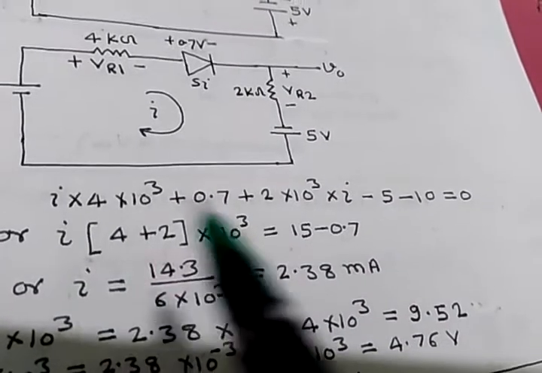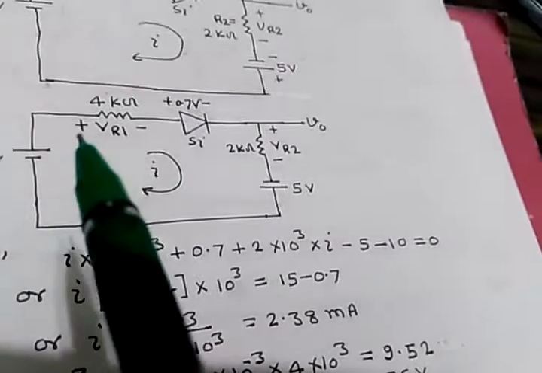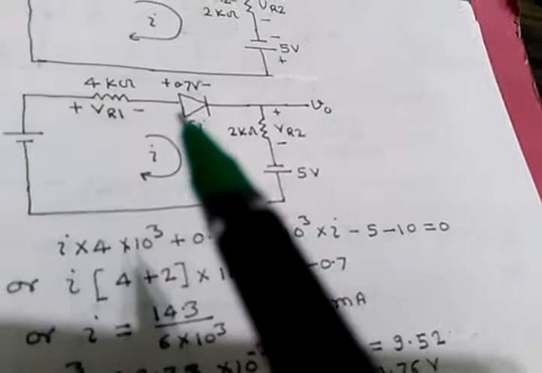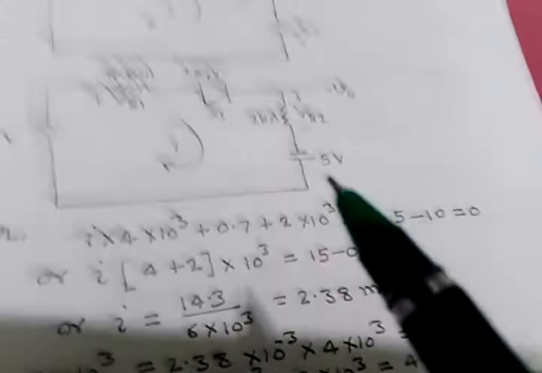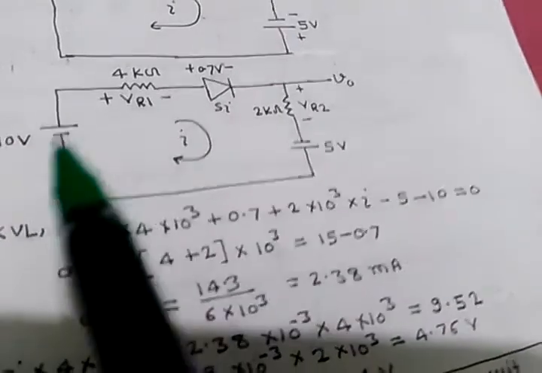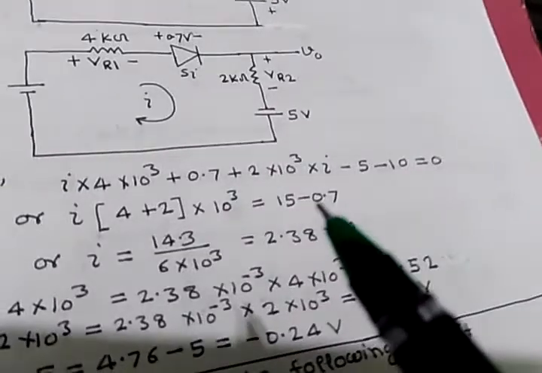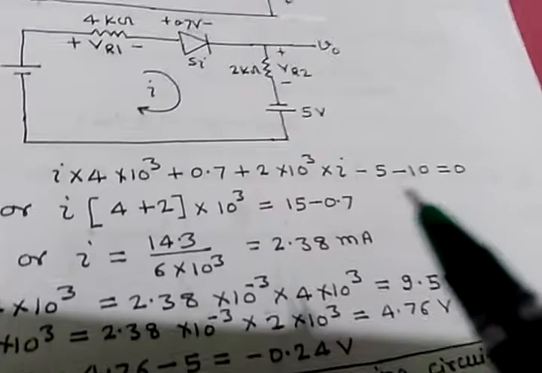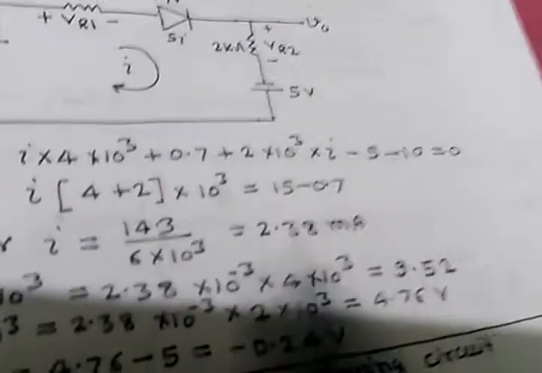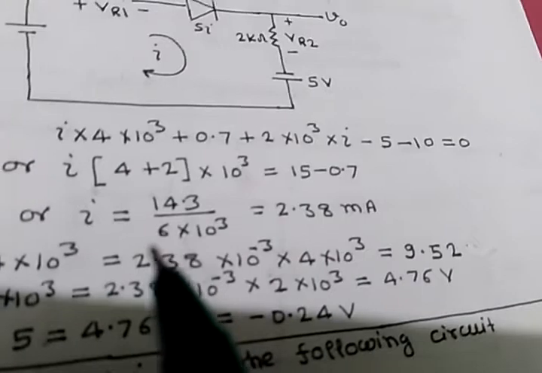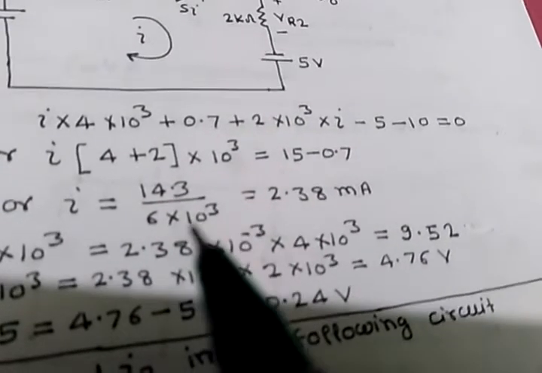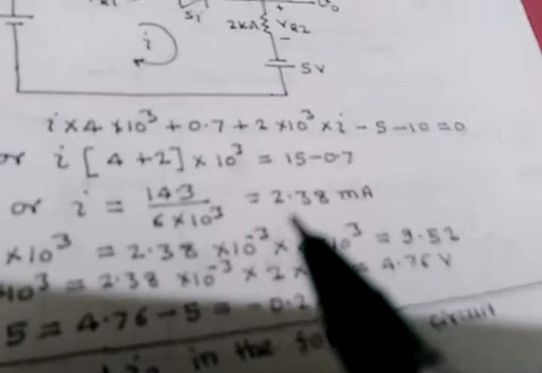So this is the KVL equation: voltage across the 4 kilo ohm resistance, voltage across the diode, voltage across the 2 kilo ohm resistor, and the voltages of the 5 volt source and the 10 volt source. The addition of all these voltages should be 0 according to KVL. Now simplify this equation. On simplifying we will get I equals 14.3 upon 6 into 10 to the power 3, which is equal to 2.38 milliampere. So this is the current I which will flow in the circuit.